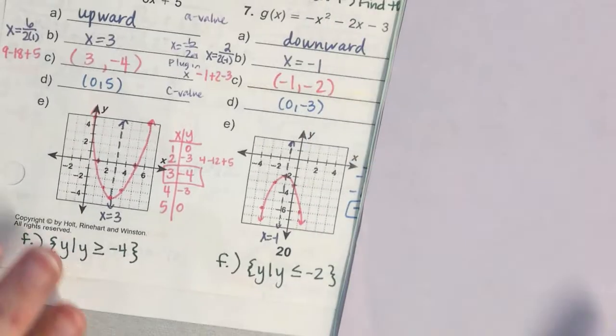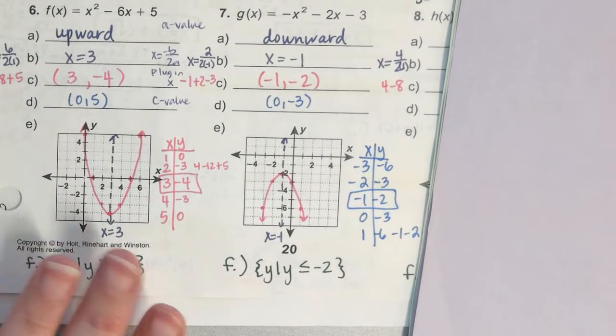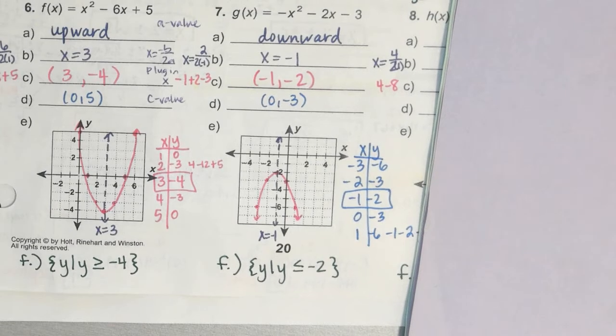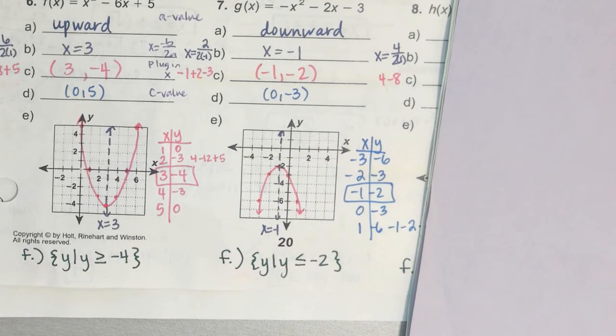All right, let's check number 7. So 7a is downward. Your axis of symmetry is x equals negative 1, c is negative 1, negative 2, d is 0, negative 3, and then e, you should have a downward facing parabola. The vertex is at negative 1, negative 2. You can see my chart right here. And then the range is y such that y is less than or equal to negative 2. Okay, thumbs up if that went well, thumbs down if we have a question and you want me to go over it more.